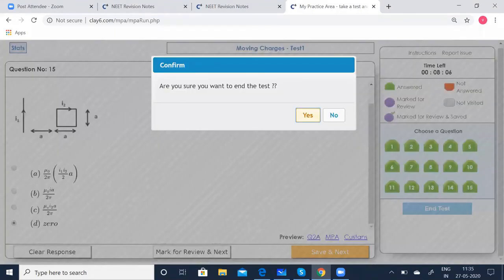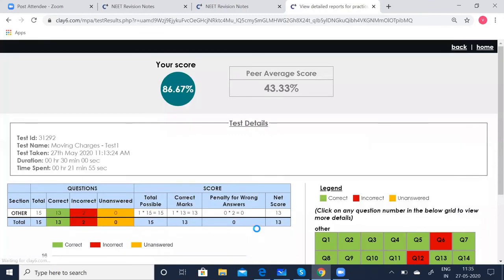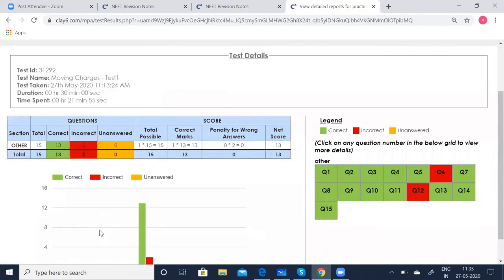Now you can end the test and go to the results. It says 2 questions are incorrect. Let's see which went wrong.